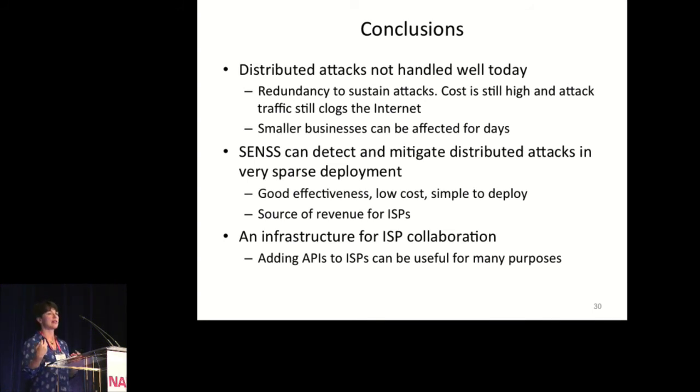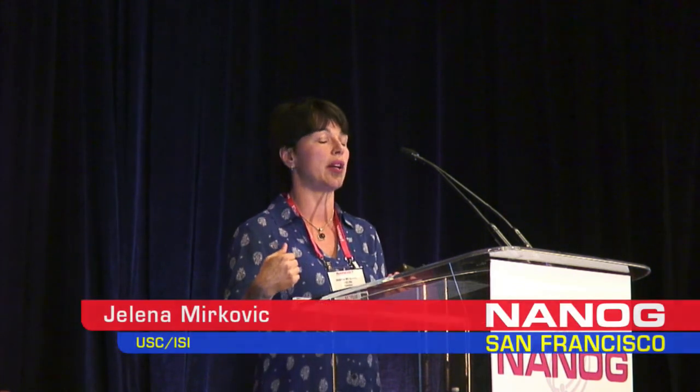Ultimately, we view SENSS as a first step towards future infrastructure for ISP collaboration. With these simple APIs, we can handle not just current attacks, but future attacks, and we also believe that there are many cases that are not security related. For example, there are natural catastrophes that affect routing in some part of the internet, and SENSS could be used to detect that and to mitigate it.